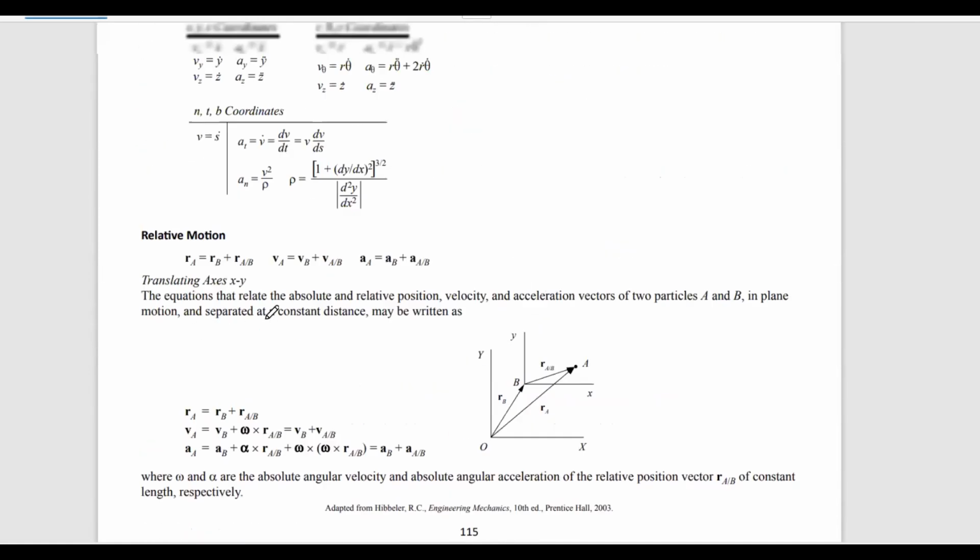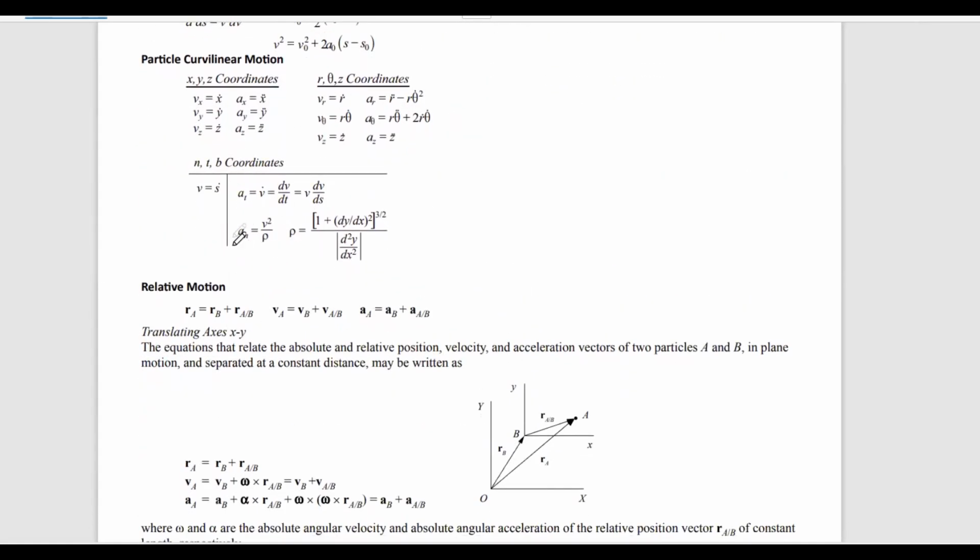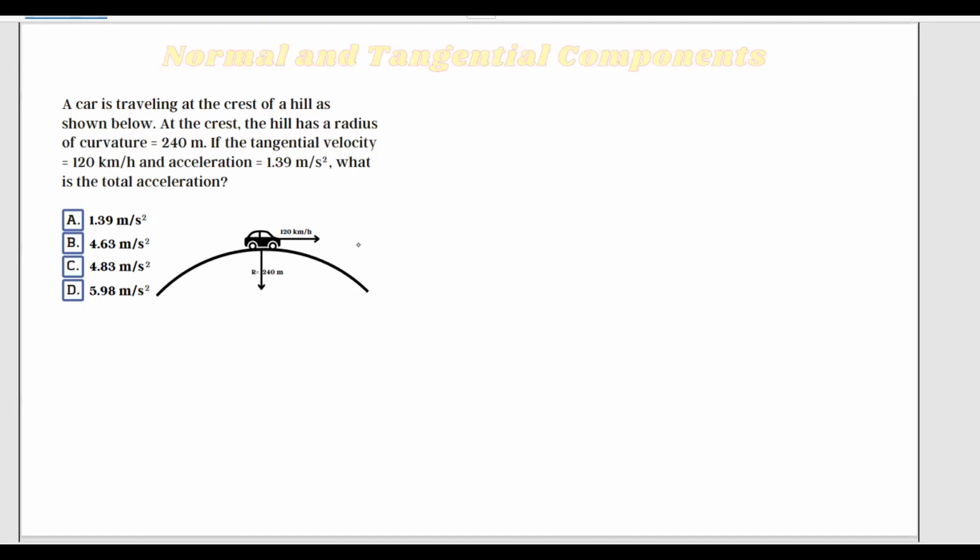And you don't have to remember that. This formula is given, oh, there you go. This is the same thing. So the normal acceleration formula is over here, and it is v squared over radius of curvature. And then there's also a formula for the radius of curvature over here. Sometimes the problem might ask you to calculate it, so you have the formula here, you don't have to memorize it. In our problem, going back here, we have to calculate the total acceleration. So in cases like this, we have the speed, and then the tangential acceleration is pointing in this direction, and then the normal acceleration is pointing towards the center.